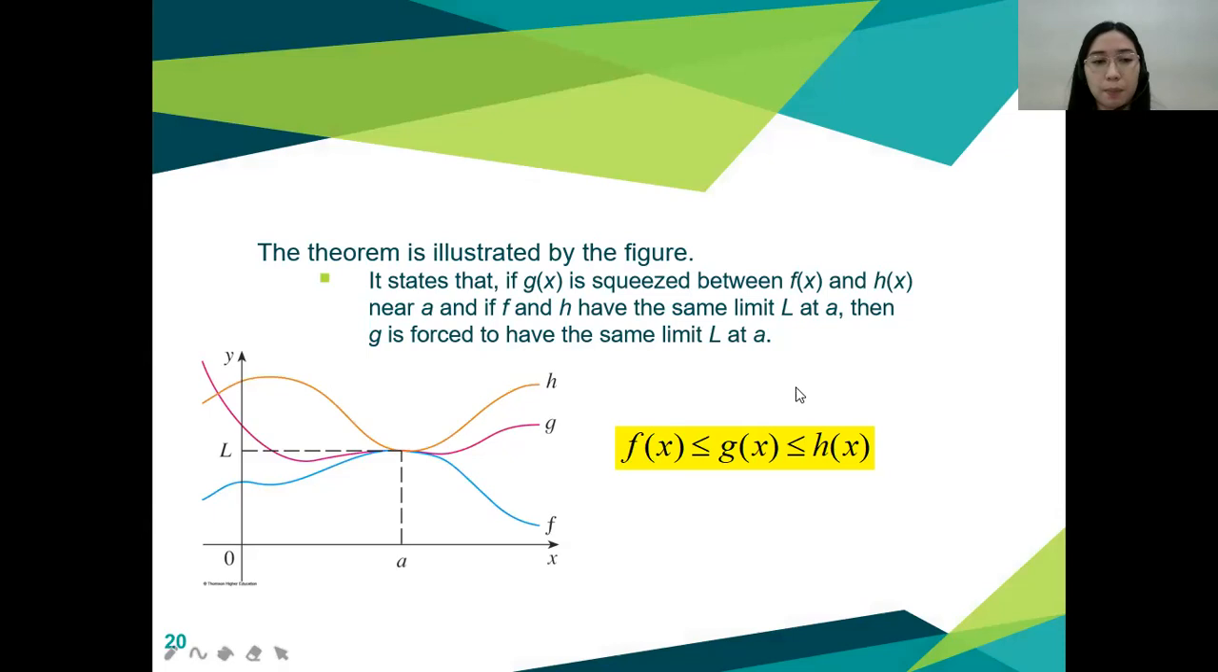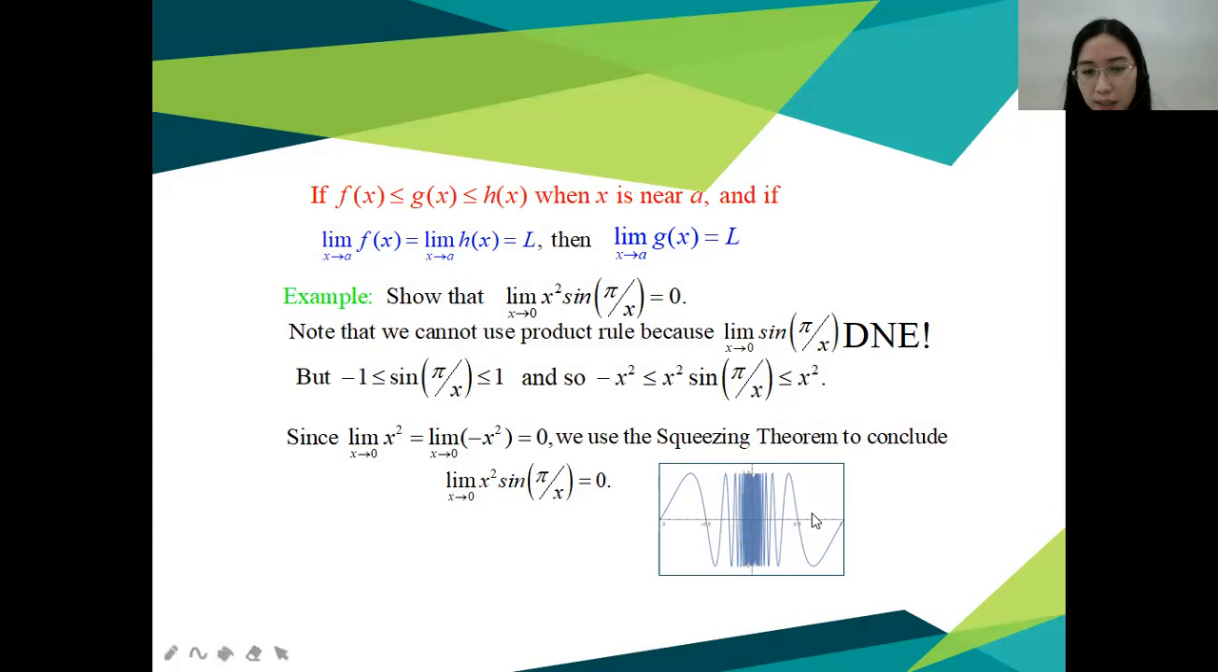So an example of the squeeze theorem is this graph, class. It looks like it is caught in the middle. So if we recall the statement of our theorem earlier, f of x is less than or equal to g of x, which is less than or equal to h of x, when x is near a or approaching a, and if those earlier statements hold.